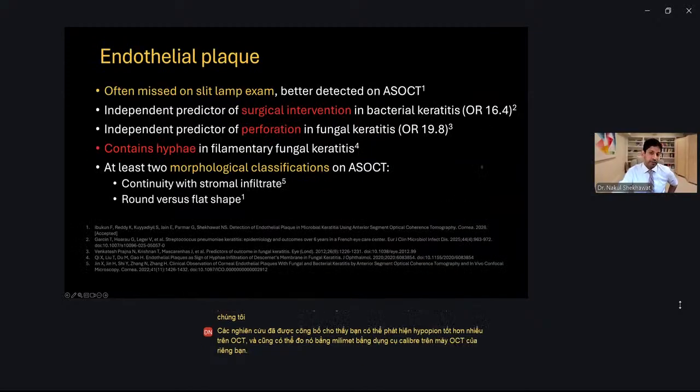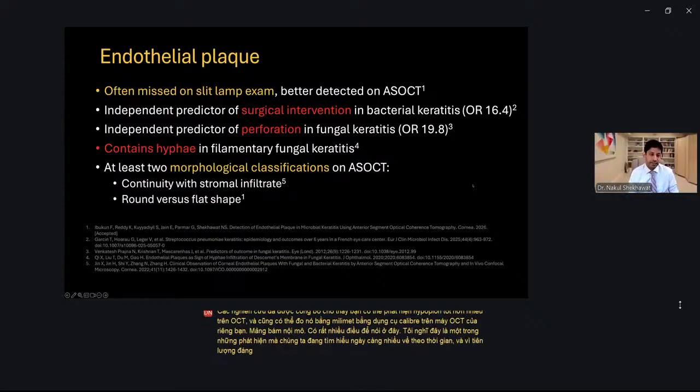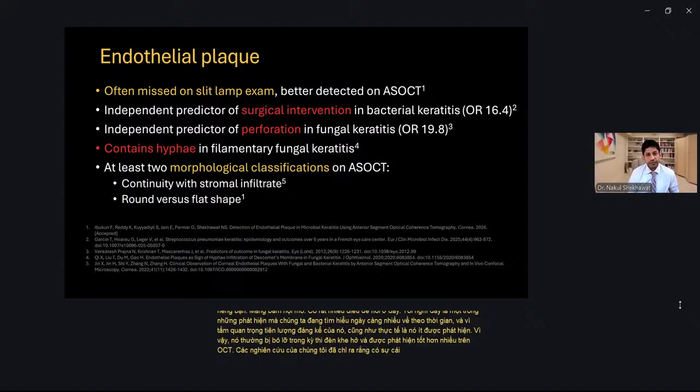Endothelial plaque. So there's a lot to say here. I think this is one of those findings that we're learning more and more about with time, because of its substantial prognostic significance, as well as the fact that it's underdetected. It is often missed on slit lamp exam and much better detected on OCT. And our own studies have shown that there's substantial improvement in diagnosis on OCT. It is an independent predictor of surgical intervention in bacterial keratitis, and also an independent predictor of perforation in fungal keratitis, with very high odds ratios.